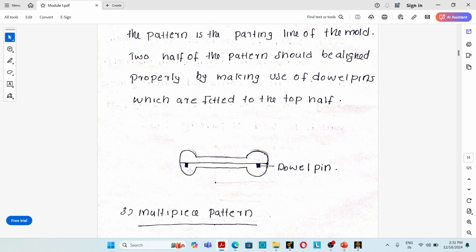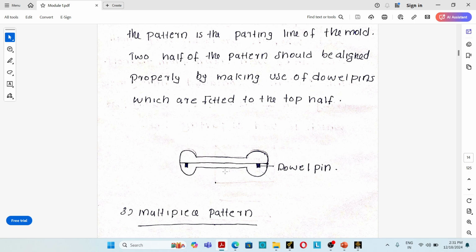One part is contained in the drag and the other part is contained in the core portion. There is a split surface, and that surface will act as the parting line of the mold. The two halves of the pattern should be aligned properly by making use of dowel pins, which are fitted to the top half. This type of pattern, the split pattern, is also known as a two piece pattern.